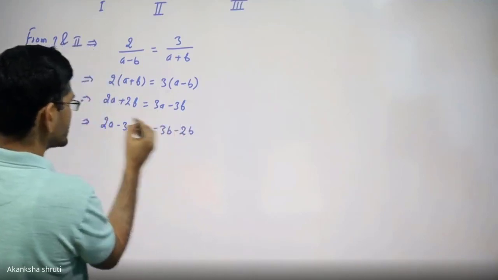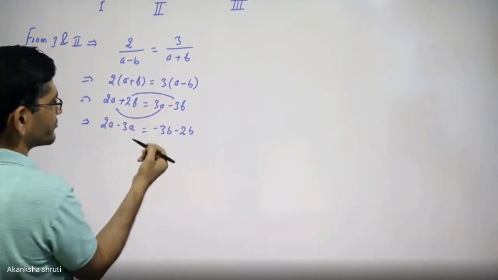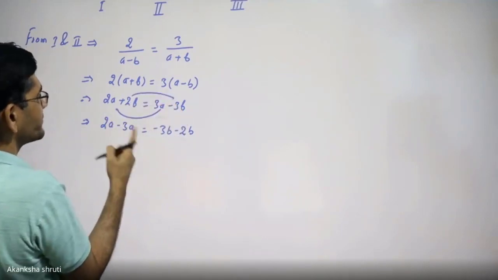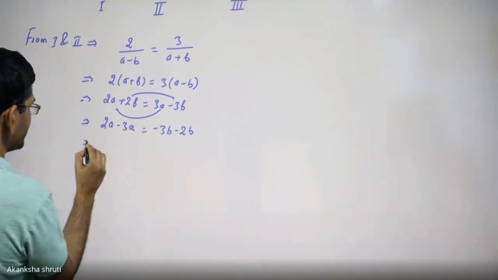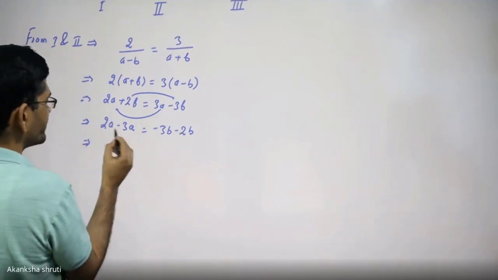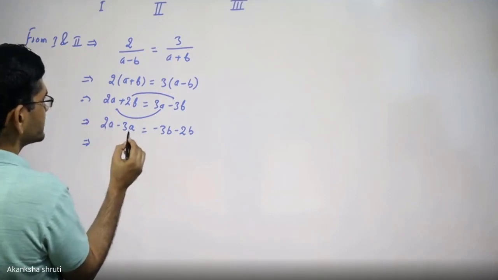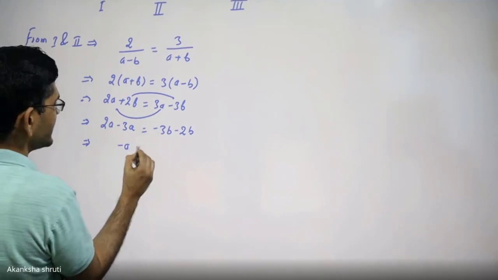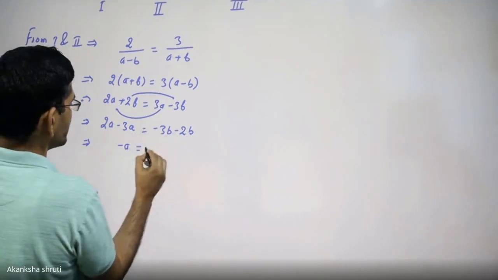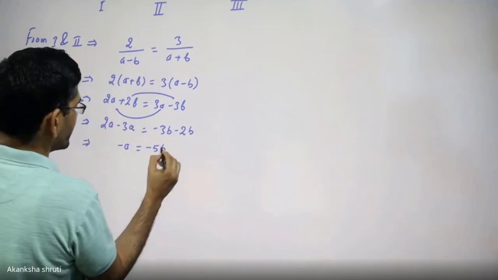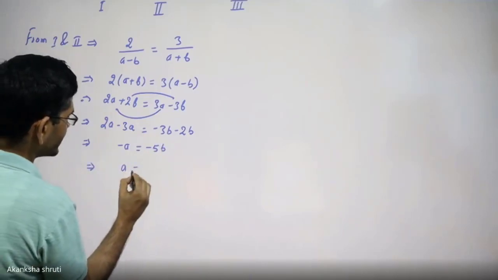I have brought this A on left hand side and I have sent this B on right hand side. Why have I done that? Because it appeared convenient to me that the AB relation can be determined, meaning A will be equal to something times B. So it becomes 2A minus 3A is minus A is equal to minus 3B minus 2B is minus 5B. So this implies A is 5B.